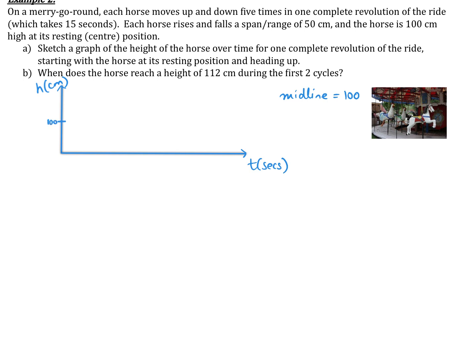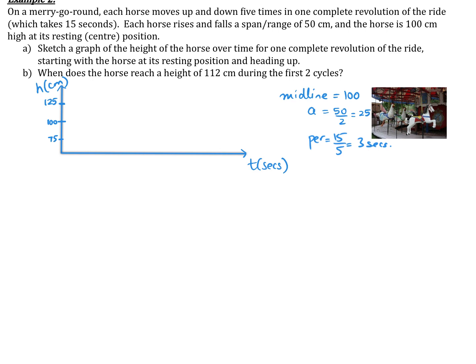Because the horse rises and falls a span of 50 centimeters, that means the range is 50 centimeters. And that makes our amplitude half of 50, that would be 25. So we will start from the center, we will go 25 up. So our max will be 125 and our min will be 75. One complete revolution of the ride is 15 seconds and the horse goes 5 times up and down. That makes the period 15 divided by 5, that would be 3 seconds.